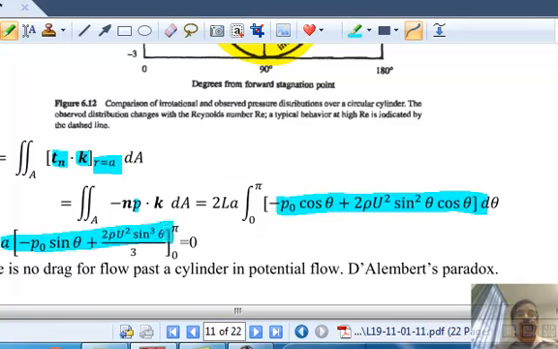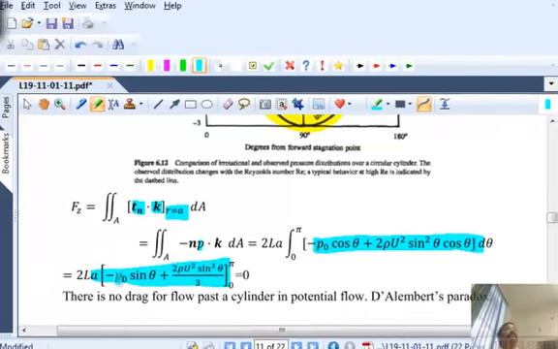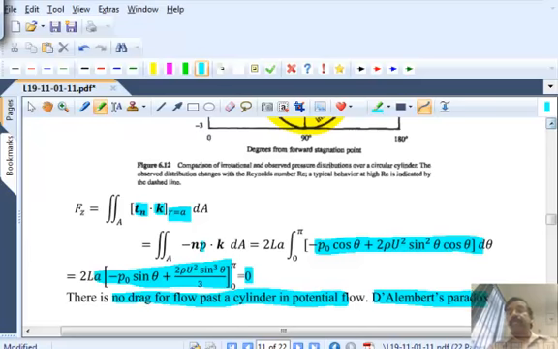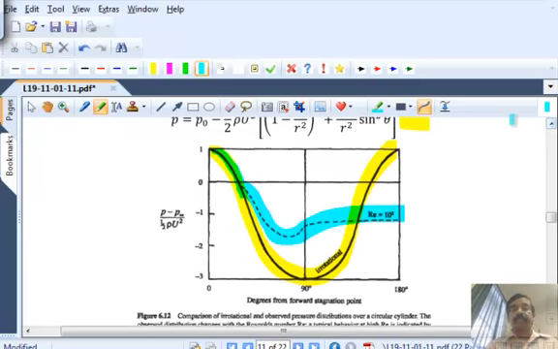Okay, so when I plug in that expression and evaluate the integral, I get the integral to be equal to 0. Why is that? This is called d'Alembert's paradox. There is no form drag for flow past a cylinder in potential flow. That's because if you look at the pressure field, you will notice that it is symmetric. Whatever pressure is applied in the front is the same as the pressure applied from the back of the cylinder. So they basically cancel out.